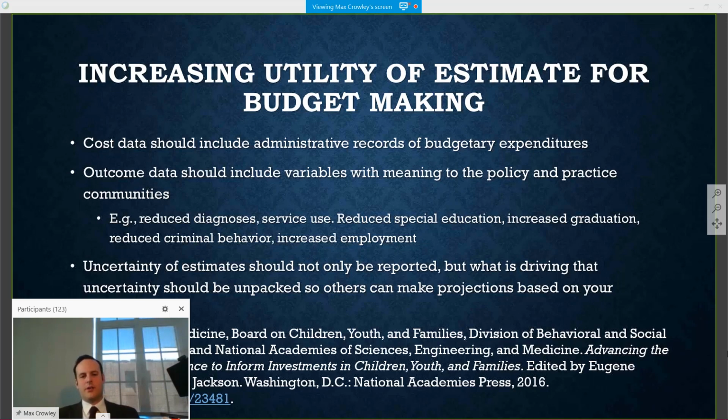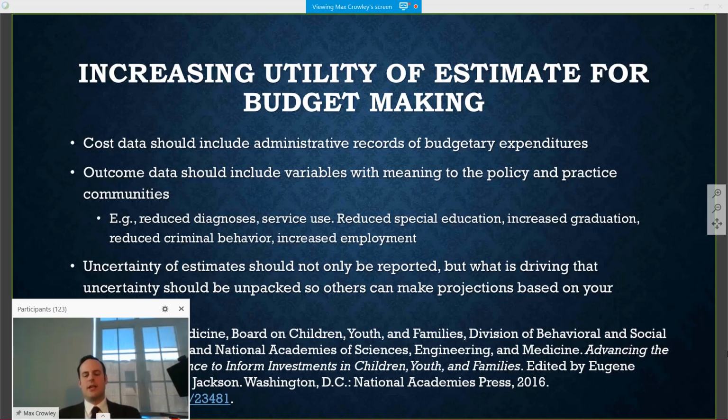And that requires us to think strategically about what our outcome measures are. In many cases, we select proximal outcomes, often evidence of reduced risk for certain negative outcomes or the promotion of certain positive outcomes downstream. And that's an excellent way to do it, and clearly a necessity of the field. One of the things that we can do to increase the utility of these estimates for budget makers is to be considerate of how those proximal outcomes have direct meaning to, for instance, the budget making or policy making practitioner communities.